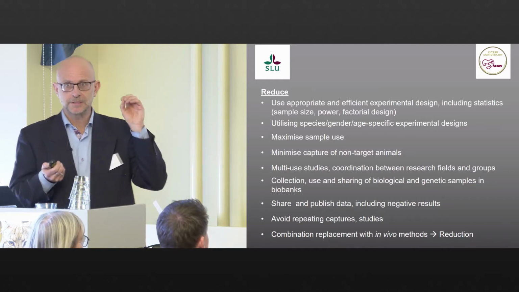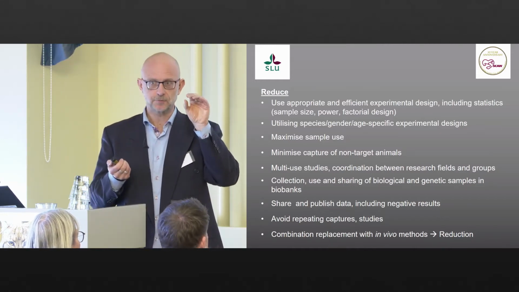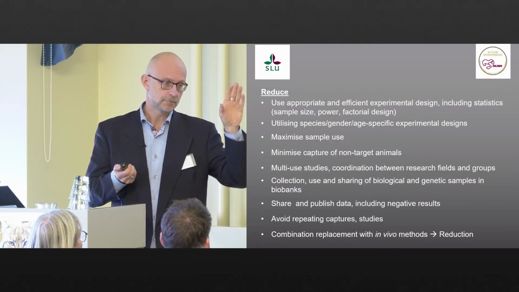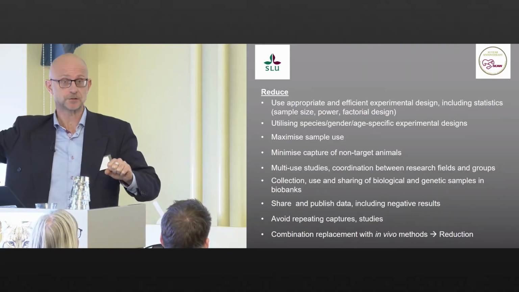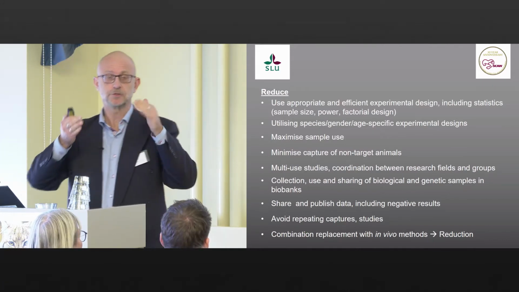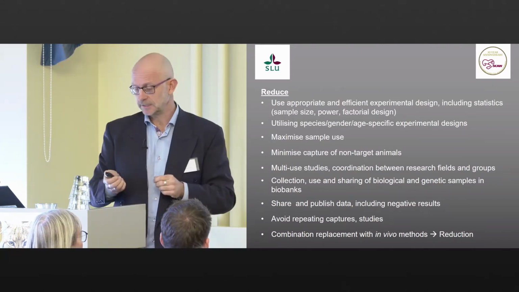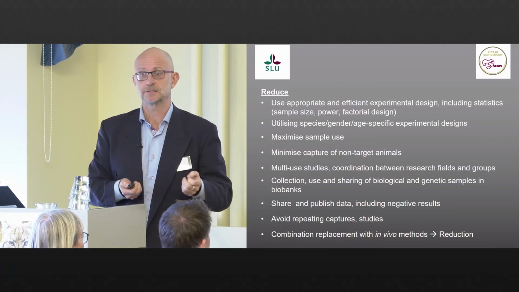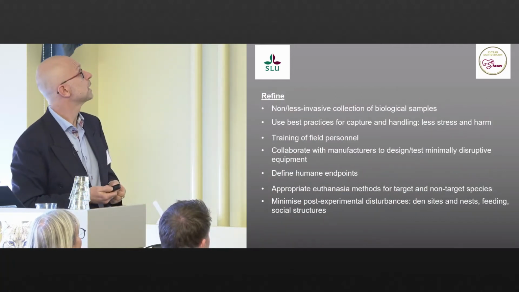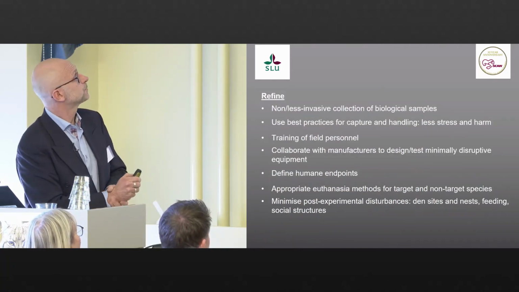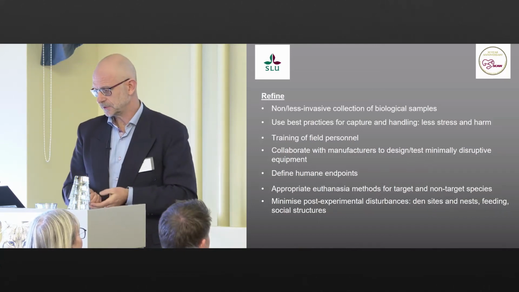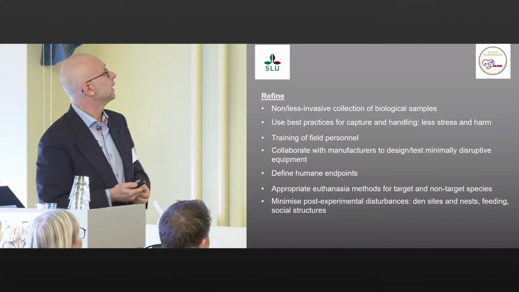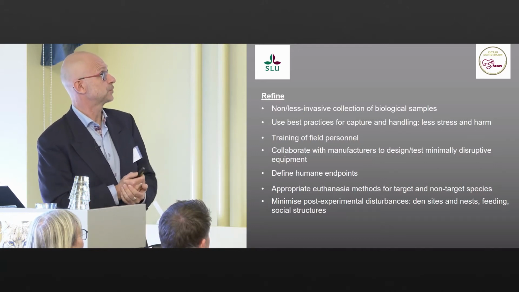So for instance, if you get hair from hair snags, from barbed wire traps, from an animal, you combine that with whatever you get from animals that you actually capture. And by that you can reduce the number of animals you really need, for instance, for a hormonal analysis in hair. So finally, refinement. Less invasive collection of biological samples, of course. And then use the best practices for capture and handling.